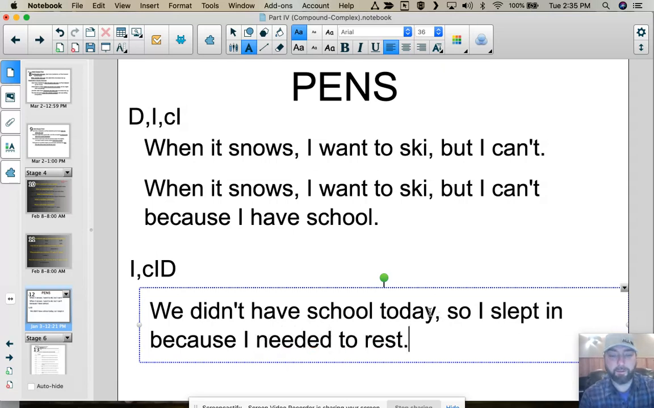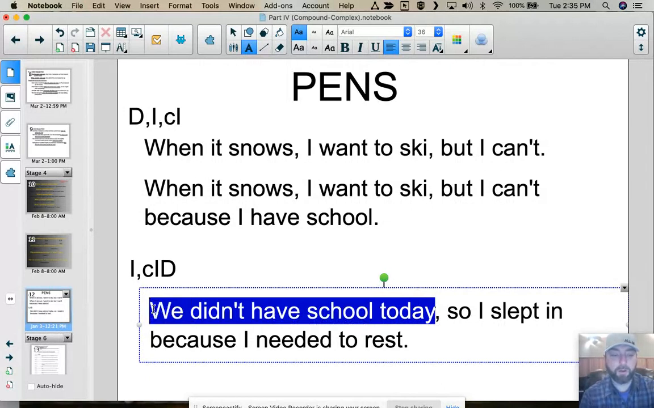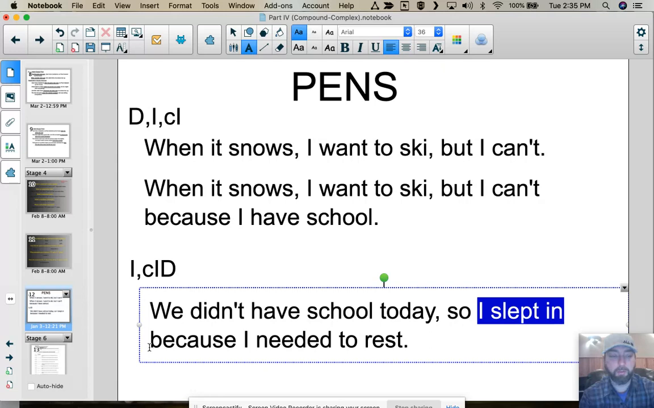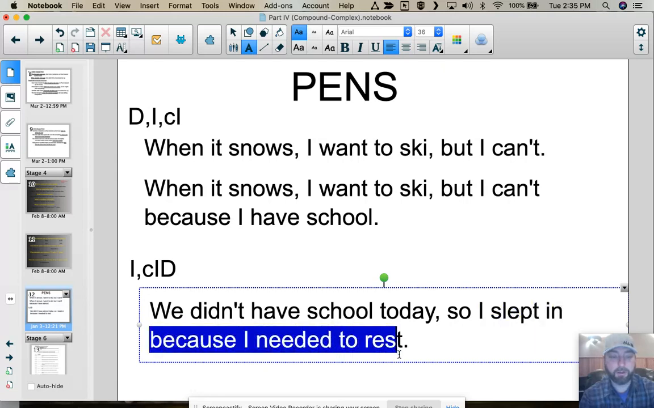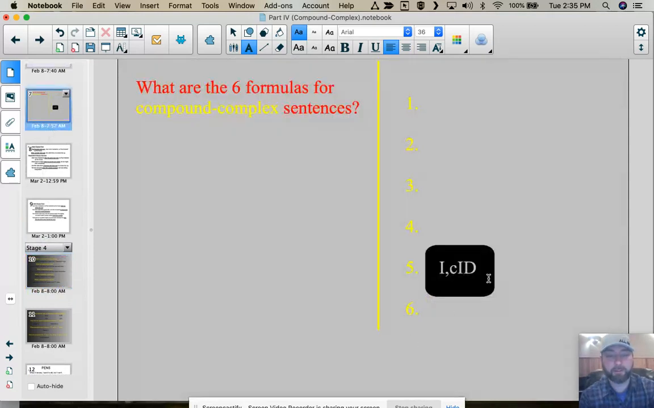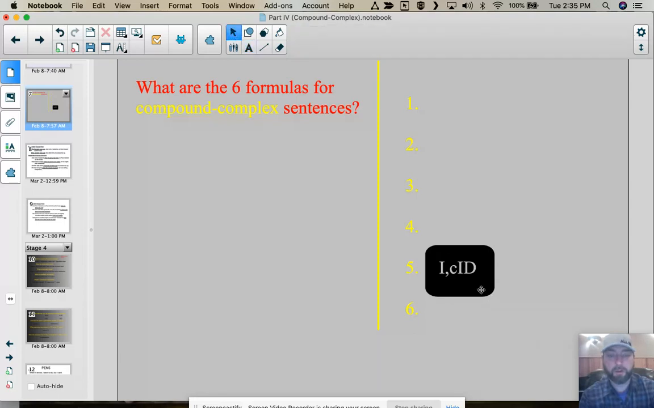All right, so we have the I. We didn't have school today, period. Could do that, but I want to keep it together. So there's the C, fanboys. I slept in. There's the I, because I needed to rest. There's the D. Okay, see how that works? So there are lots of different ways to create sentences. Again, super fun to figure out the different ways.